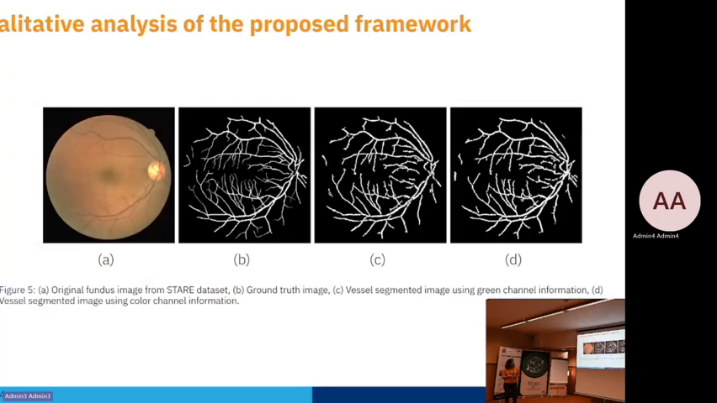If we focus near the optic disc area, in the ground truth and these two responses, in the green channel some of the small vessels are not appearing. However, they are in the ground truth and also in the color fusion. So if we totally neglect the other information, we can miss some information in the vessels. So in qualitative terms, we can see that the model is performing better.